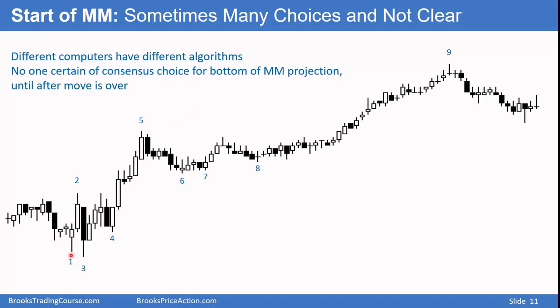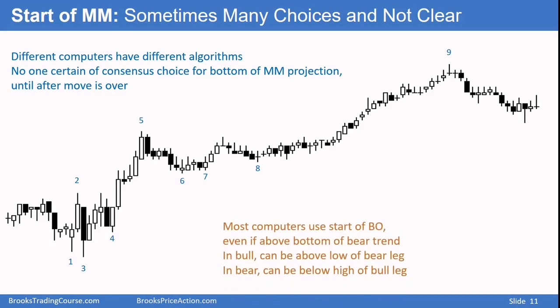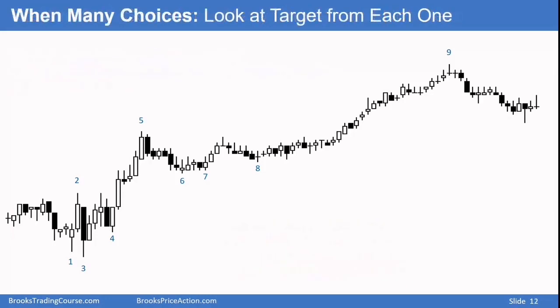Some computers will say that's the start of the bull trend, and this is a pullback to a slightly lower low. Others will say the lowest price on the chart is the start of the bull trend. Others will say it was a trading range, and we started to break out here, so this is the start of the bull trend. Most computers initially begin with the start of the bull breakout here. Some will say the bull breakout began there. And traders will look at measured move targets based upon both.